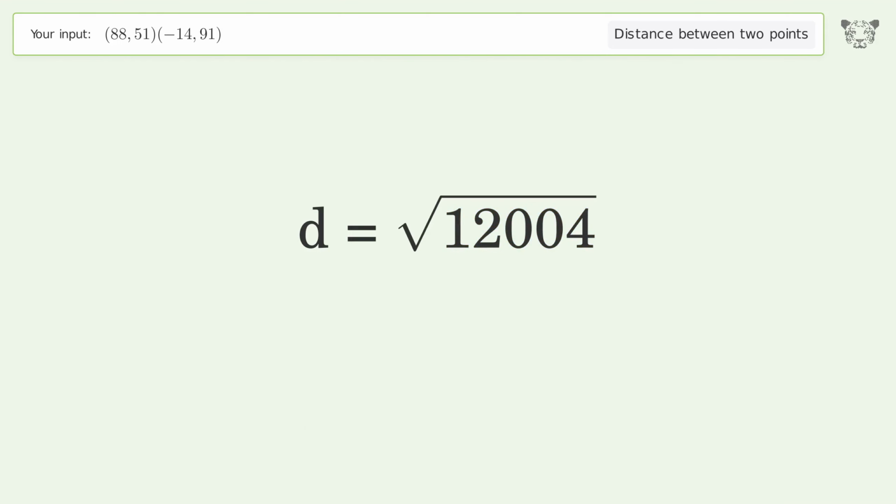And so the distance between the 2 points is the square root of 12,004 or 109.563.